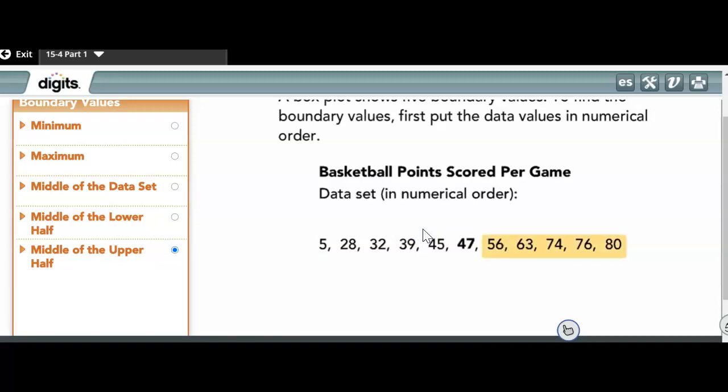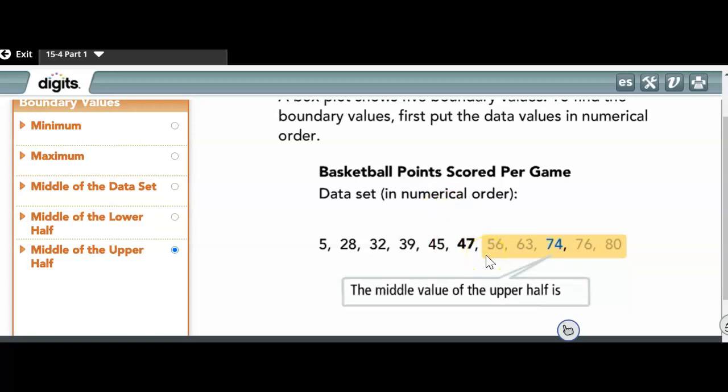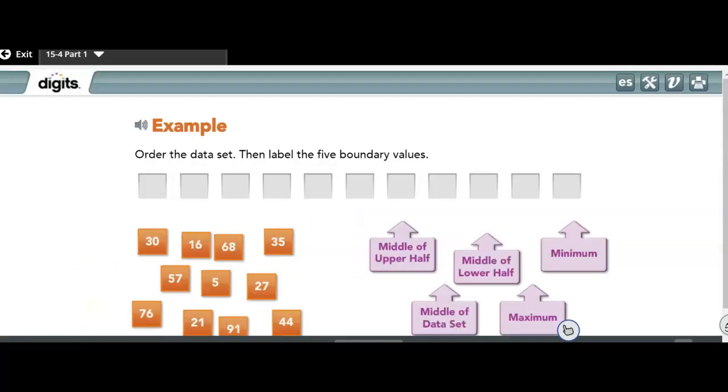The upper half of the data set is everything greater than the middle value. The middle value of the upper half is 74. Anything greater than the median. So 56 to 80, we're not including that 47. All right, great job there. Let's go ahead and work to the next problem.